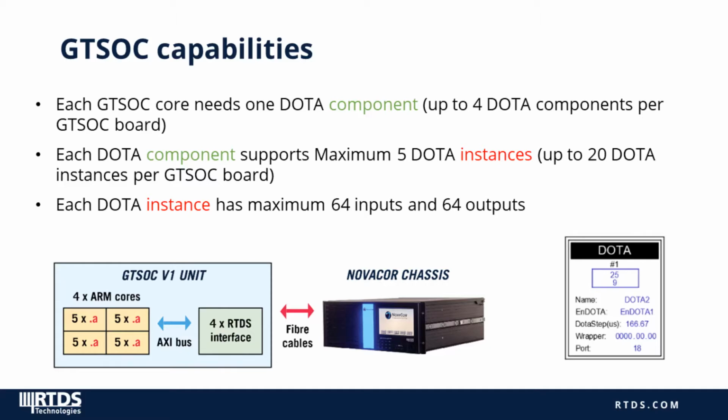The .A's running on the ARM cores communicate with the NovaCore chassis via the FPGA, which we call the RTDS interface. And on the right-hand side, you can see the RSCAD component for the .A instance. Each instance has a maximum of 64 control inputs and 64 outputs. And you can see the time step is displayed there in the component. The time step of the controls is user definable. I believe we've worked with time steps in the range of a couple of tens of microseconds up to 150 or 200 microseconds or so.